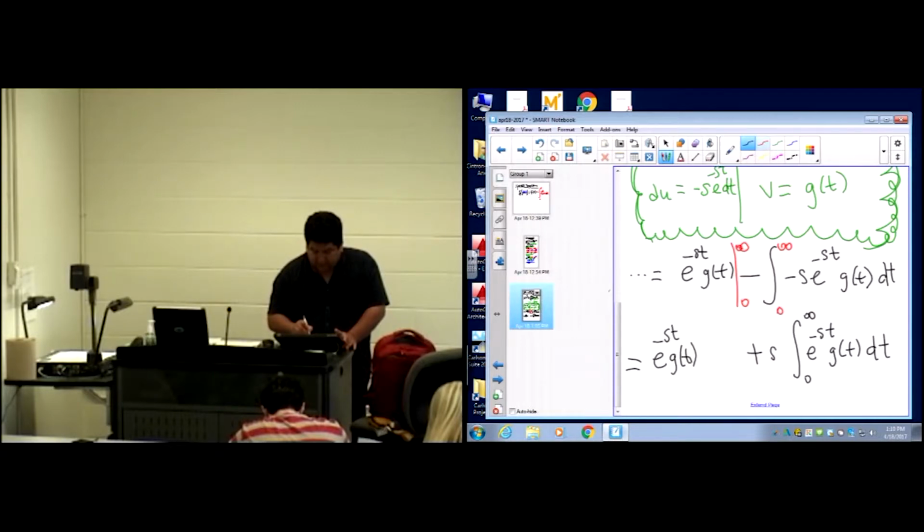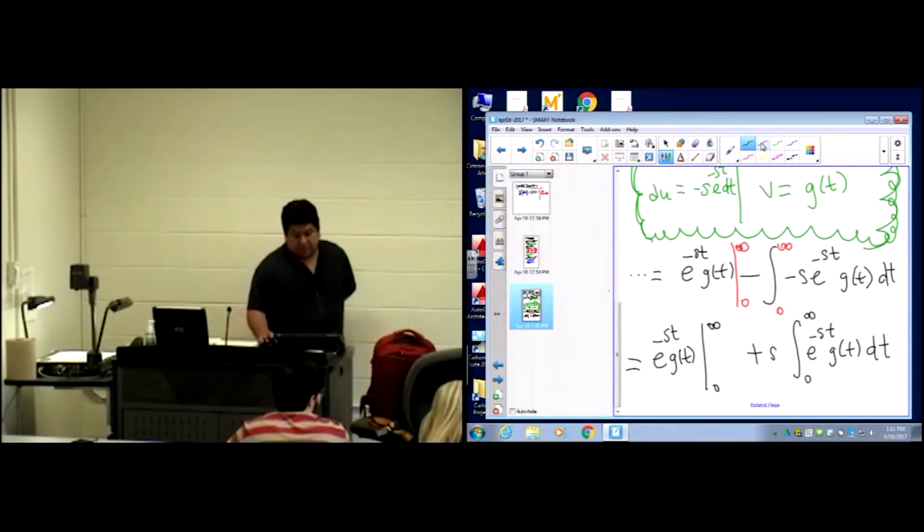Now, so far so good, right? We started with the definition of the Laplace transform. We took a look at this in terms of integration by parts. Along the way, we used the fundamental theorem of calculus, and we're up to this stage.